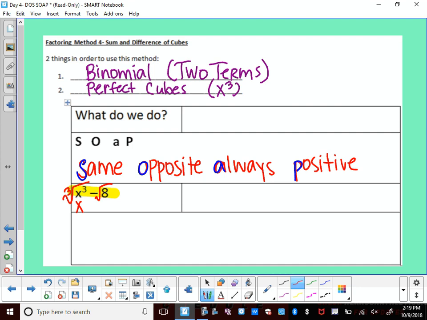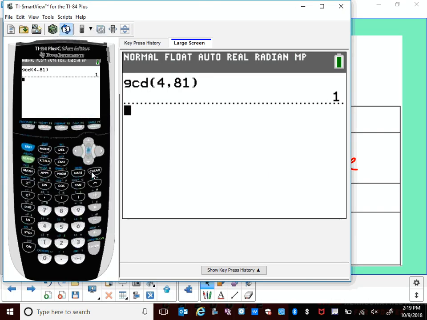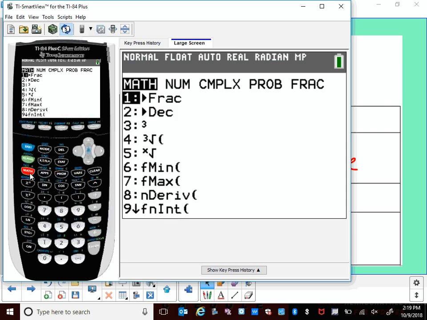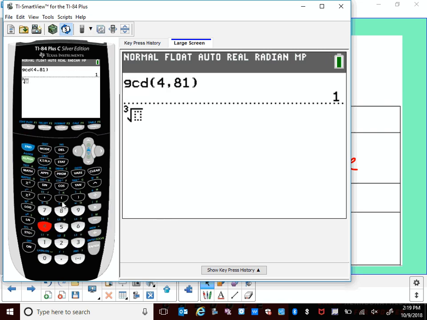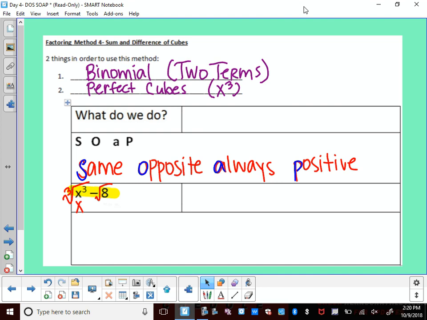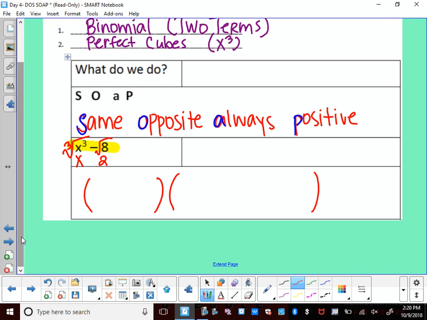In your calculators, I want you to do this. This is how you can figure it out. You're going to hit math, go down to number 4, and type in the number 8. Is it a cube root? Yeah, it's an even number. It's 2. So my cube root of 8 is 2. What I want you guys to get into a habit of doing is make one normal parentheses and then one bigger one. One normal size and one bigger one.